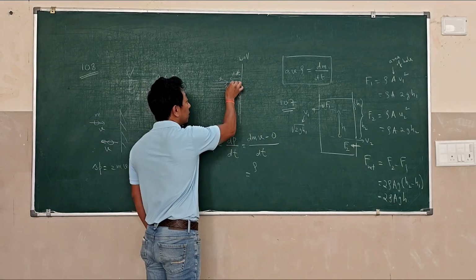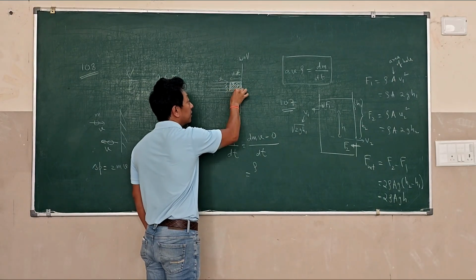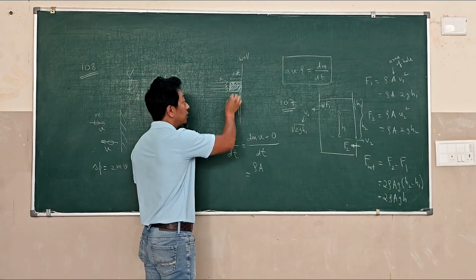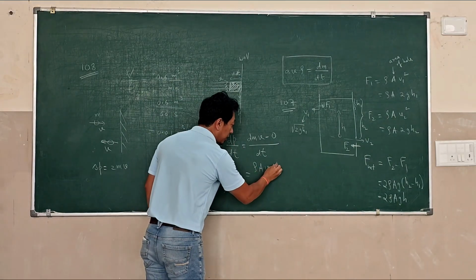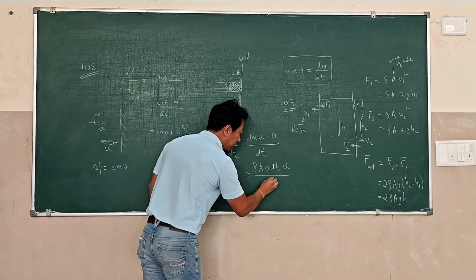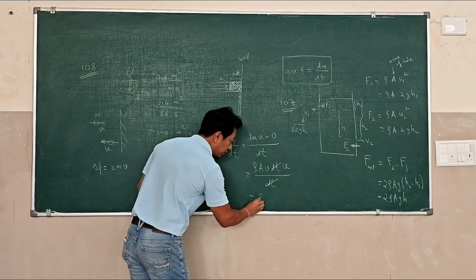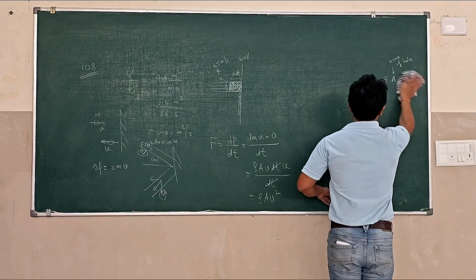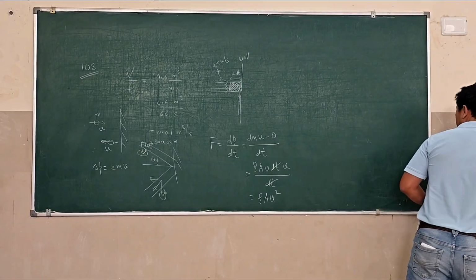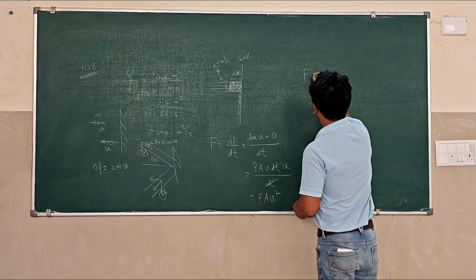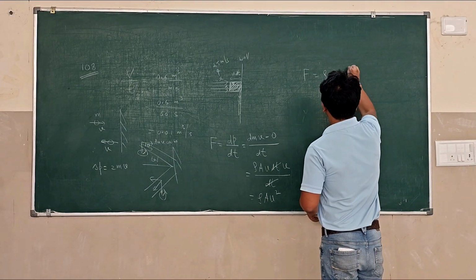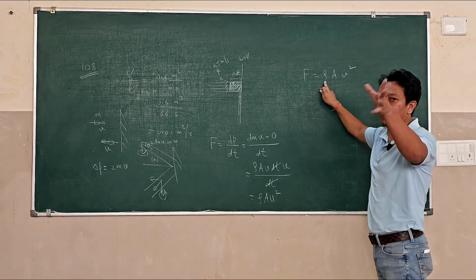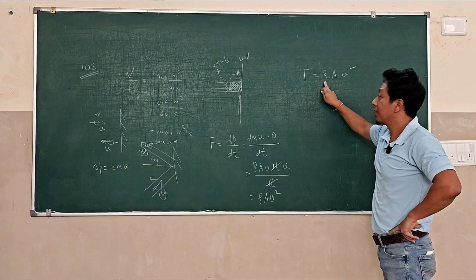How much volume hits? This much volume hits. That is area into distance. What is distance? V into dt. V by dt, dt cancels. So what force does it feel? Rho A V square. So that is the force formula we found. Rho A V square. Now students, the density of water they will not give, you have to remember it.